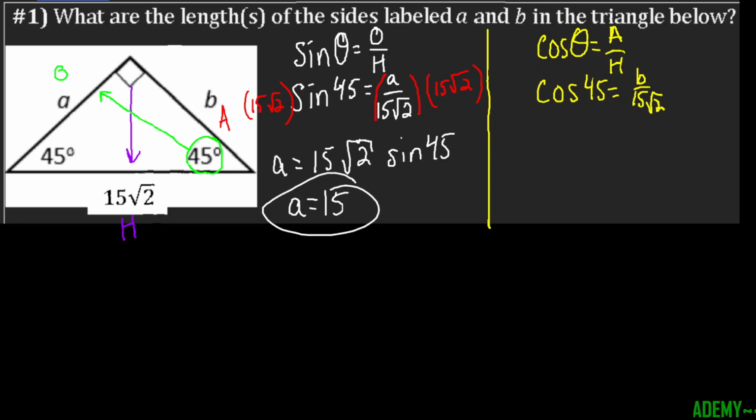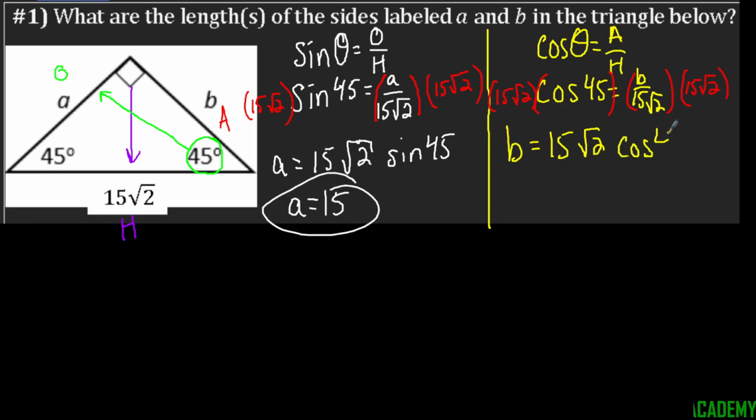Same first step as before, multiply both sides by the denominator. Always multiply both sides by the denominator, so I multiply both sides by 15 square root 2. And now I'm going to say, okay, bring this down. I'm going to say b equals, actually move it up a little bit more. Let's say b equals 15 square root 2 and, oh, I've got to have myself cosine 45.